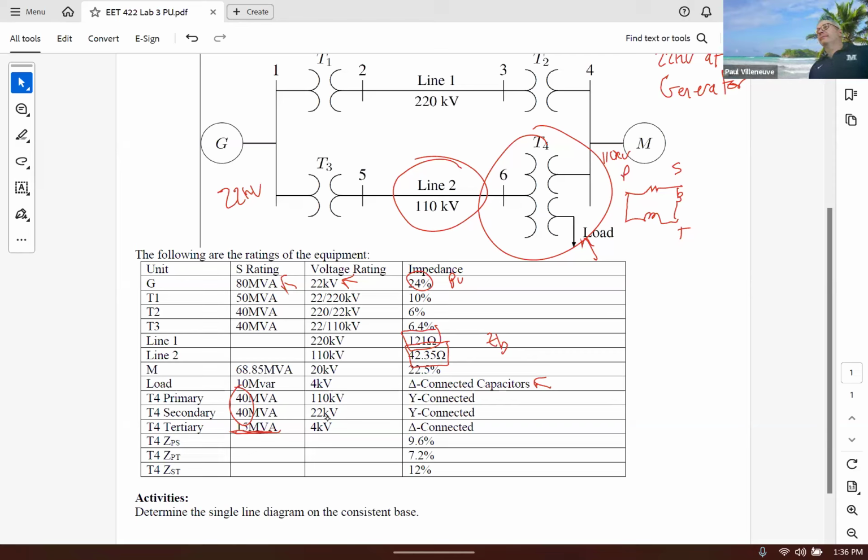So if we did do the tertiary, would the 4 be the new one? Well, it would be the new one, but if you remember, VB on the tertiary was also 4 kV as well. So it happens to be the same for both, right?